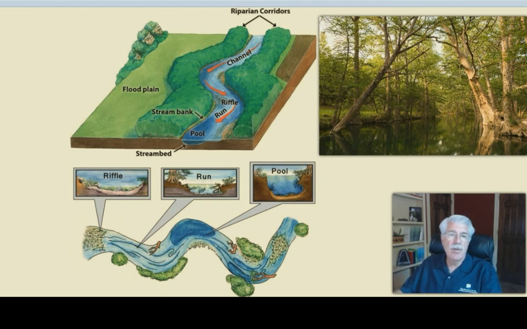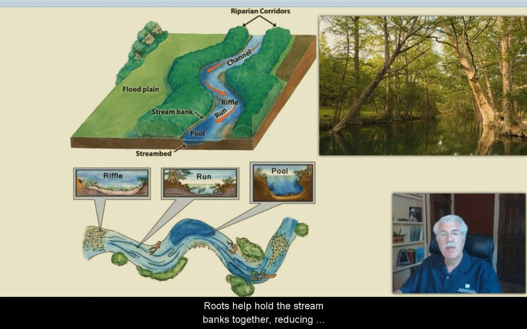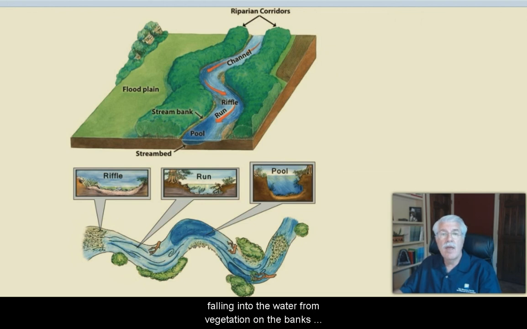Roots help hold the stream banks together, reducing stream bank erosion, leaving leaves and land insects that fall into the water available for aquatic life there. These leaves and insects that fall from the vegetation on the banks provide additional organic matter for aquatic food webs.